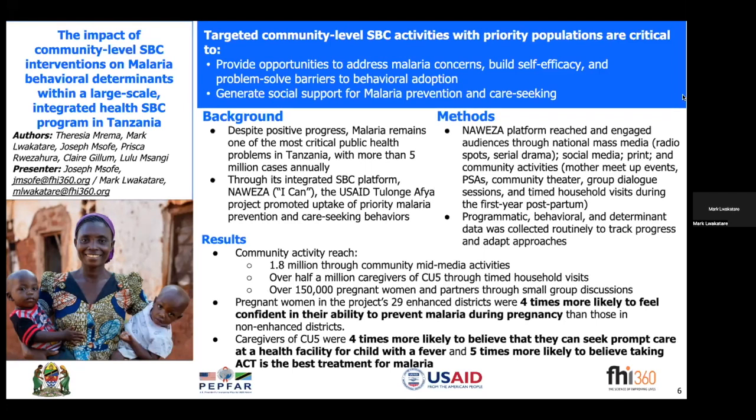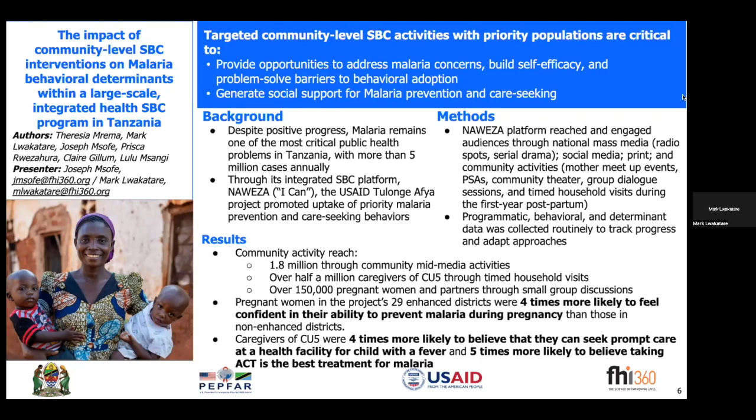But we also used community theaters, which draw a lot of crowds to see edutainment interventions like dramas depicting experiences with different health behaviors. We also had IPC group dialogue sessions where we draw partners of pregnant women, caregivers, and also elders and in-laws. Here we engage them in groups of 10 people where we explain the importance of adopting specific behaviors for malaria, but also ANC attendance and IPT uptake. So all these are addressed in those group dialogues.